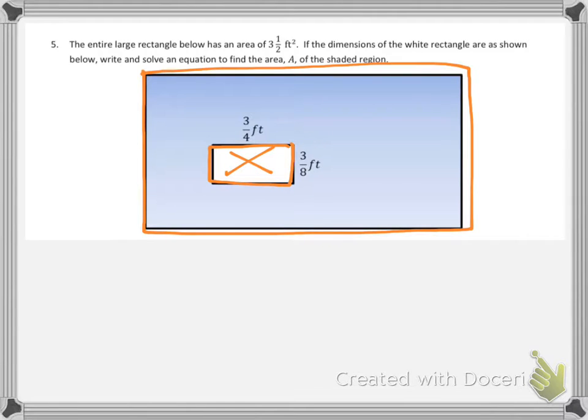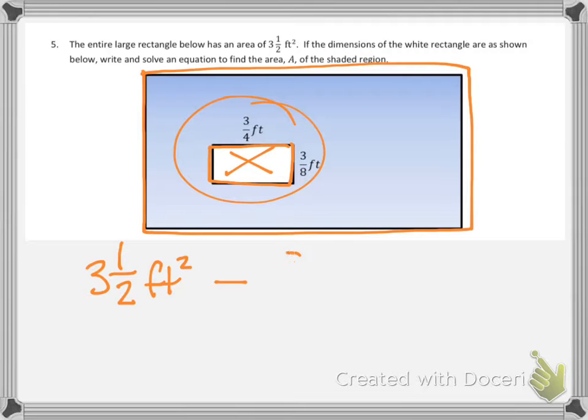So I'm going to take the area of the entire space, which is 3.5 square feet, and I'm going to take away the area of the white section, this part right in here, which is 3/4 times 3/8. That's 9/32 square feet. 3 times 3 is 9, 4 times 8 is 32. And that's going to give me the shaded part.